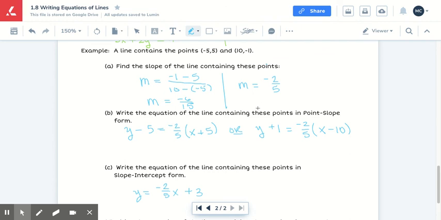All right, so time to check ourselves here. Finding the slope of the line containing the 2 points, I got negative 2/5. And I just used the slope formula for that.